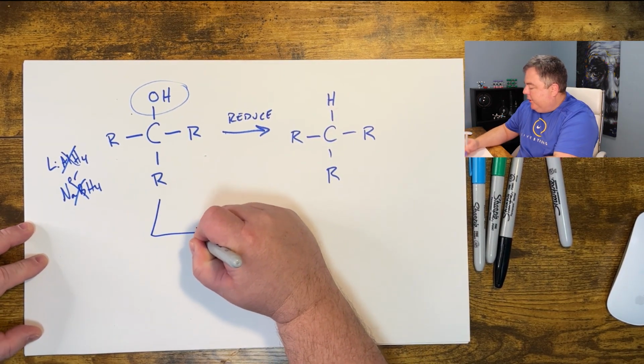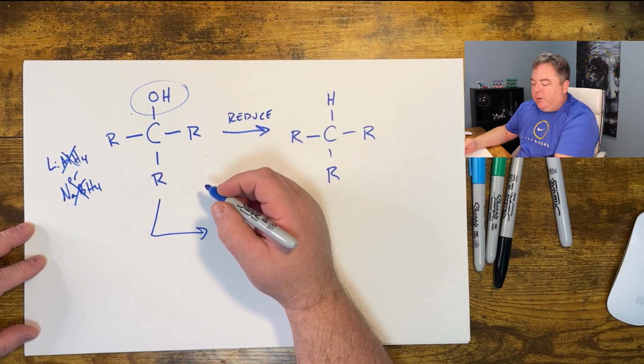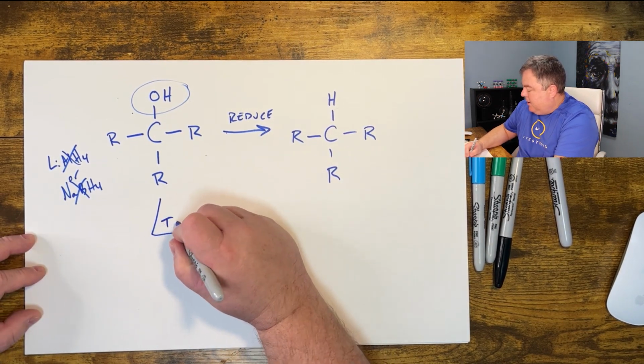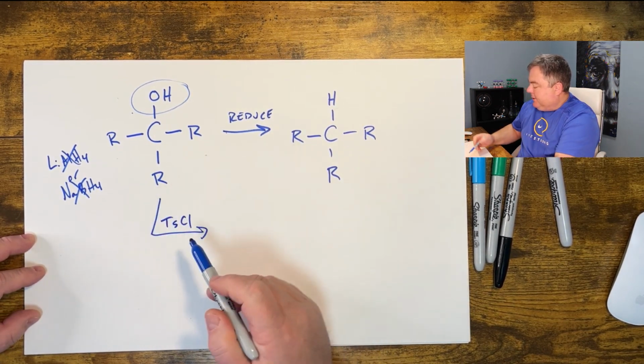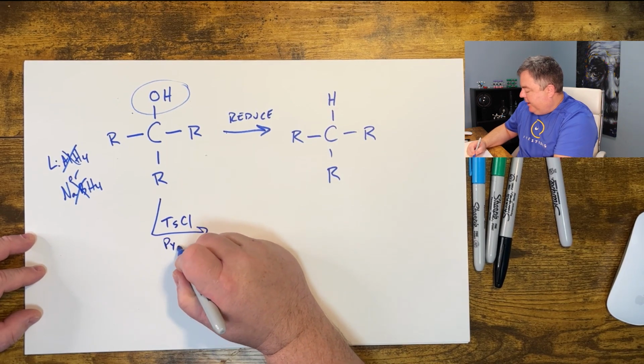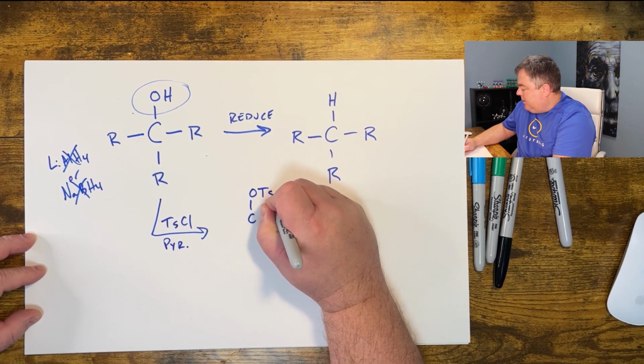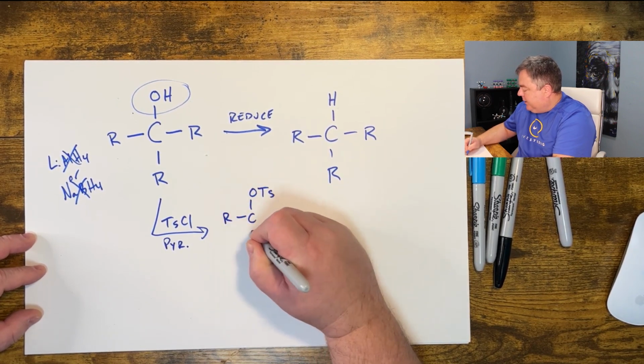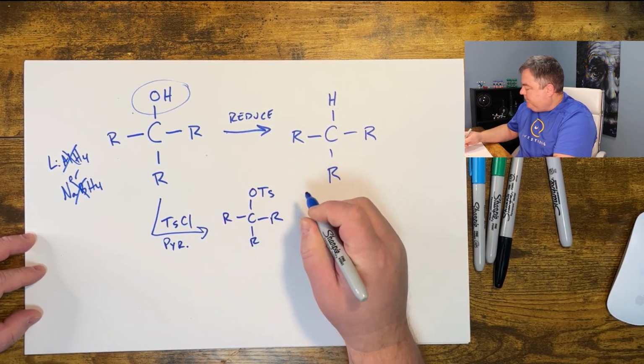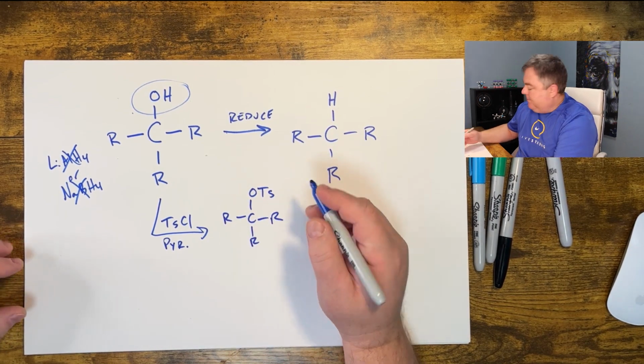The first thing we need to do is turn the OH into a good leaving group, and typically in this reduction, they use tosyl chloride and pyridine to turn the OH into a tosylate group, a tosyl group, which is a good leaving group.